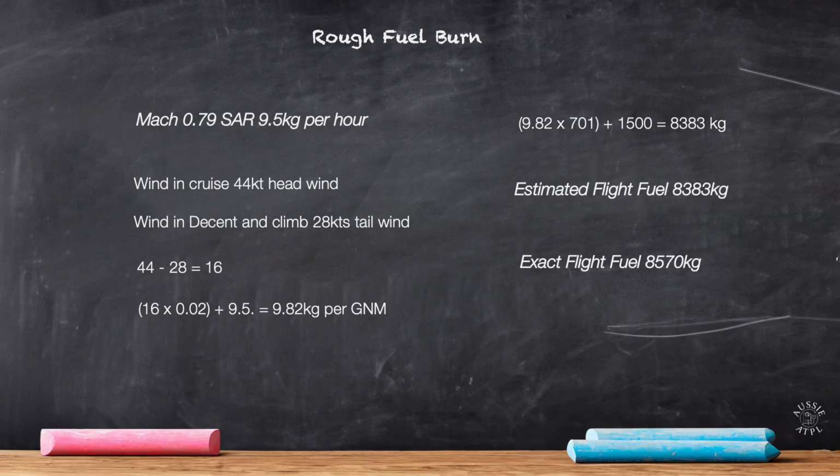Our exact flight fuel was obviously 8,570, which gives us a difference of 187 kilos, which for a type-in question won't be close enough to the answer, but for a multiple choice question, depending on the answers that you're given, you might get the right answer with this one. I've seen ones where you're within 20 or 30 kilos using this system, so only use it if you really need it at the end of your exam, but it's just a nice thing you can use if you have to.